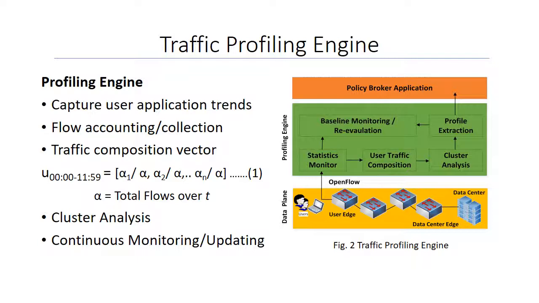So for a single user, U, the traffic composition vector is given by equation number 1, where alpha represents the total flows generated by the user towards all application servers, and alpha 1, 2, 3, and so on up until alpha n is for each individual application server. The traffic composition vectors are afterwards cluster analyzed using the k-means clustering algorithm. And once the profiles have been derived, these are continuously monitored for stability using the baseline values. The derived traffic profiles or traffic classes are afterwards forwarded to the policy broker application that we have designed.